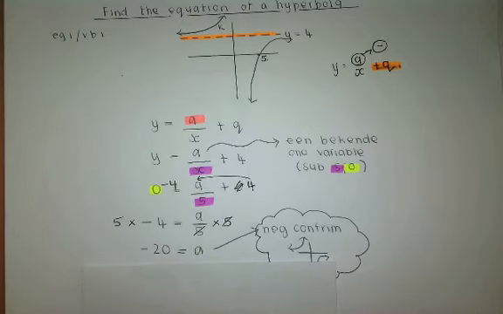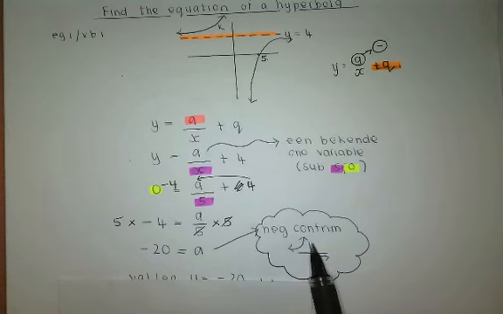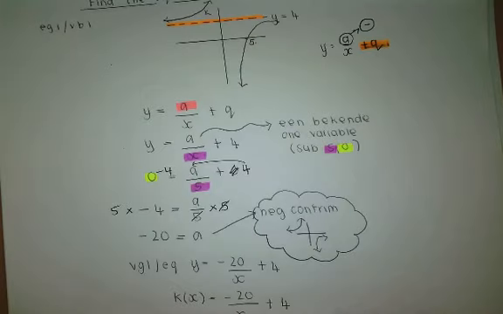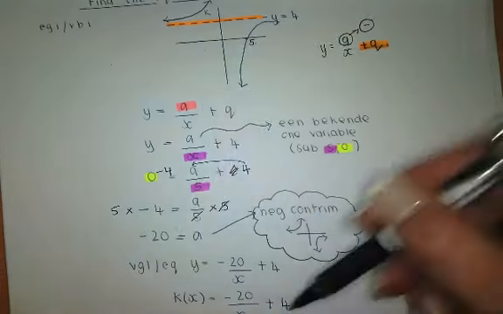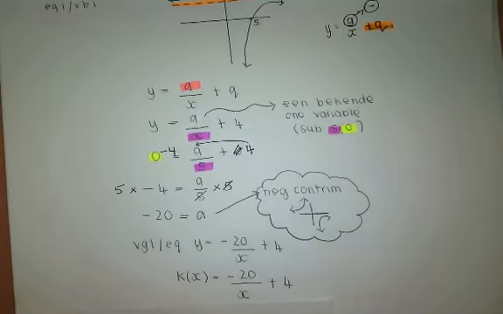It confirms now that my graph lies in quadrant 2 and quadrant 4. Do you see quadrant 2 and quadrant 4? Therefore, remember, finish it off. Tell me what your equation is. My equation is k of x, or y, it's the same thing, equals my a value I've calculated, which is negative 20, over x, plus my asymptote, which is 4.